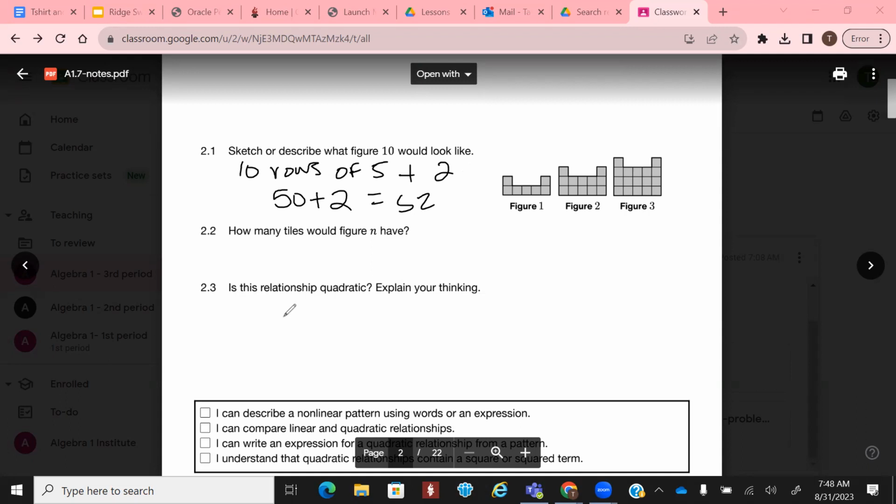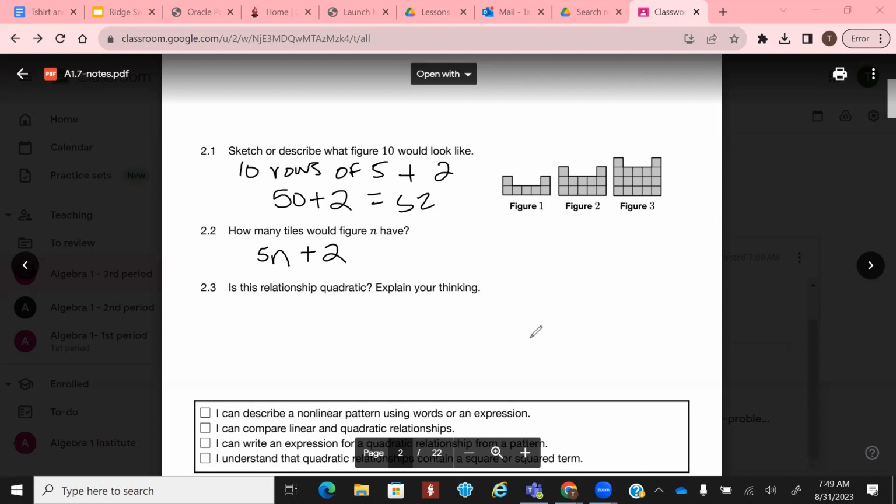Now, how many tiles would figure n have? So how would we figure that out? Well, we would have n times 5, because each row is 5, right? And then we would add 2 to the end. Does everybody see how I did that? So I have 5 in a row, and each row represents n.